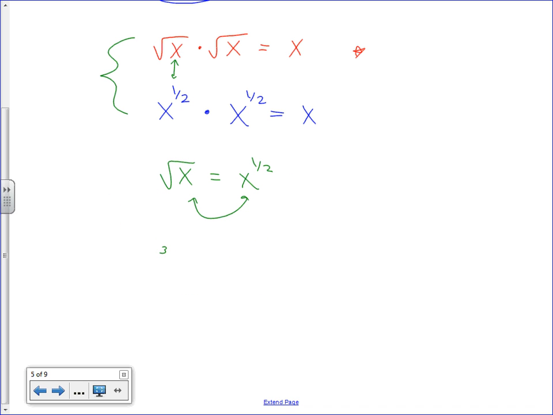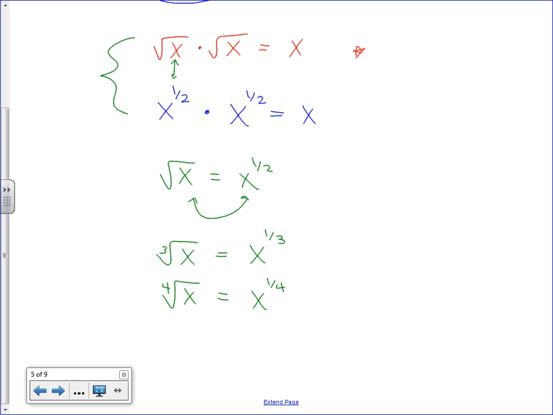Well, if you have a cube root or a third root, it would equal x to the 1/3 power. If you have a fourth root, it would equal x to the 1/4 power. I think you can see where this is going. The denominator of each of those fractions is the root, right? So the root becomes the denominator.